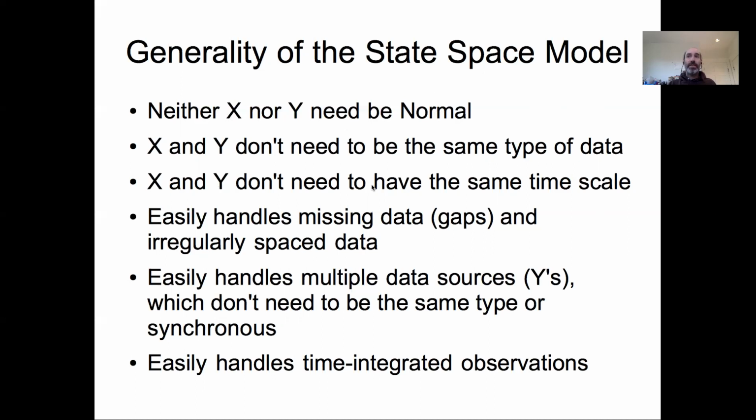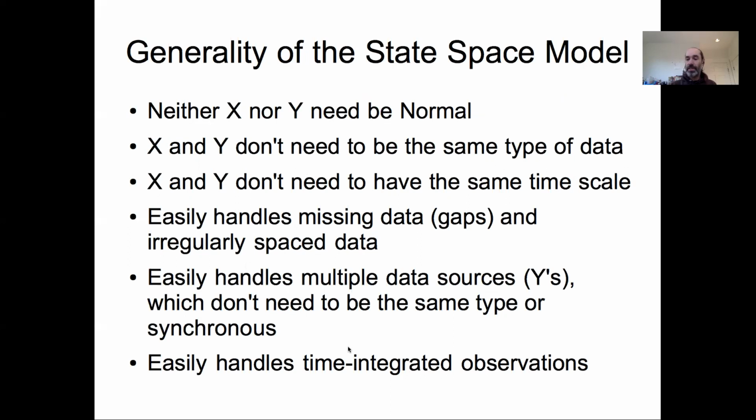X and Y don't have to be on the same time scale. This framework easily accommodates missing data, irregularly spaced data, gaps in data, and process models that evolve on faster timescales than our observations. As we've noted again, it easily handles missing data and irregularly spaced data. It also, we'll see later, easily handles multiple sources of data.